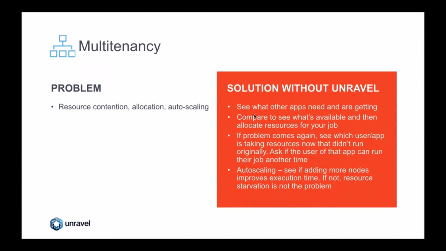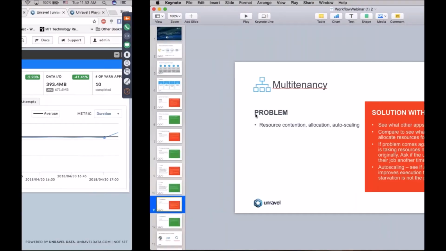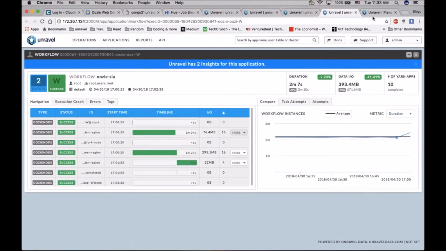So there's a lot of things over here that can go wrong. And that's why having the view as well as the control for managing this problem is very, very crucial. We'll show you how a multi-tenancy issue will be solved with a product like Unravel.